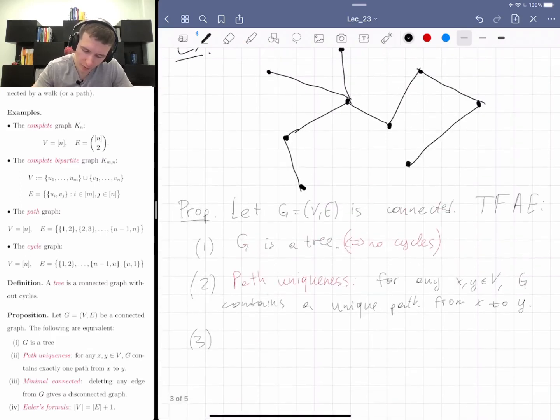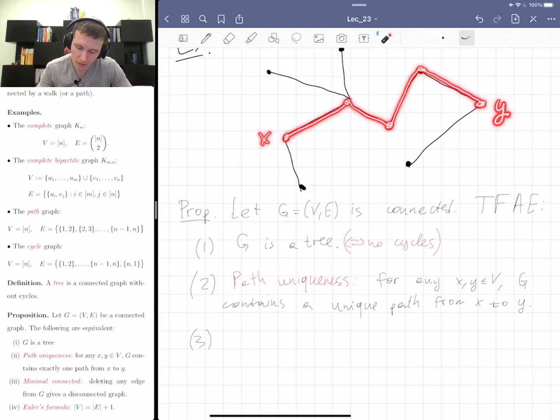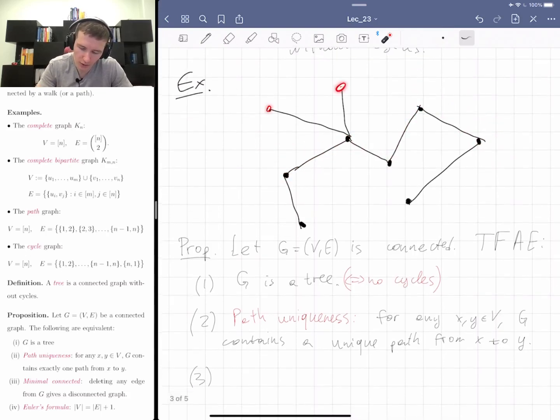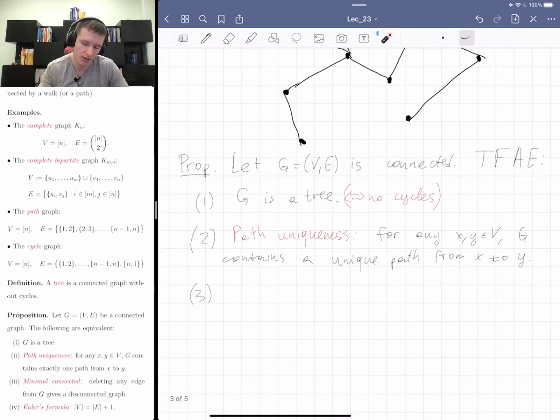For example, maybe I should take this vertex here, and if this is x and this is y, then not only is there a path, because G is connected, but there is actually a unique path which connects x and y. And you can check that for any two vertices, there's always a unique path, because if you had two different paths, then you would get a cycle. Of course, these two paths could have other vertices in common.